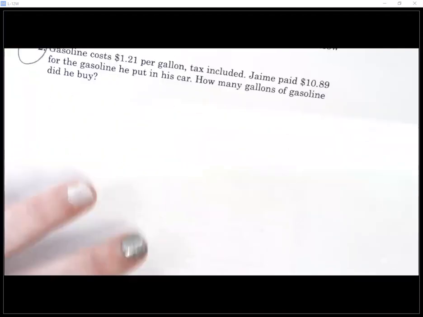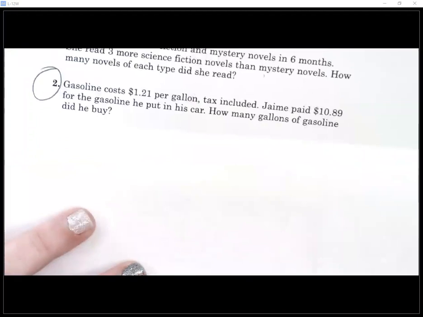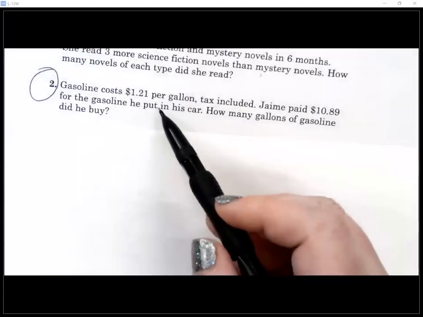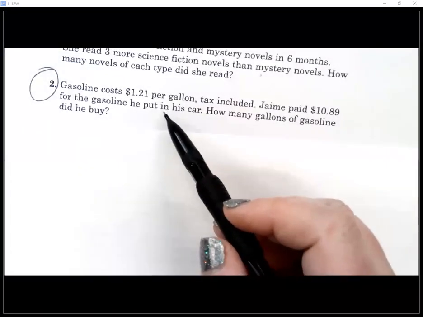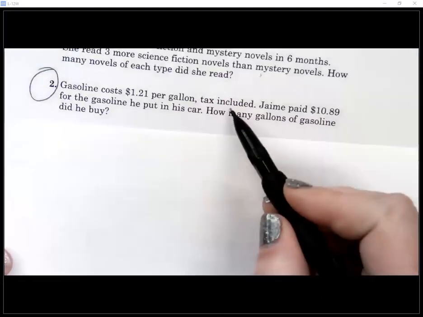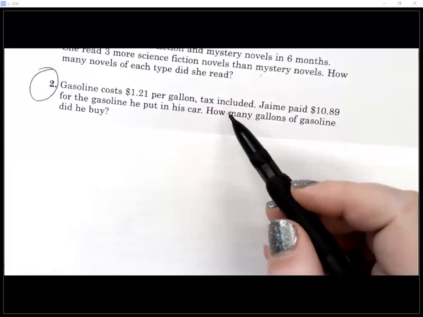Okay, number 2 says, this is obviously a long time ago because it says gasoline costs $1.21 per gallon. Not anymore, but that's okay. Yeah, I know, right? What happened to the first one? We're not doing it, she said. We're going to do it tomorrow, but don't do it today.